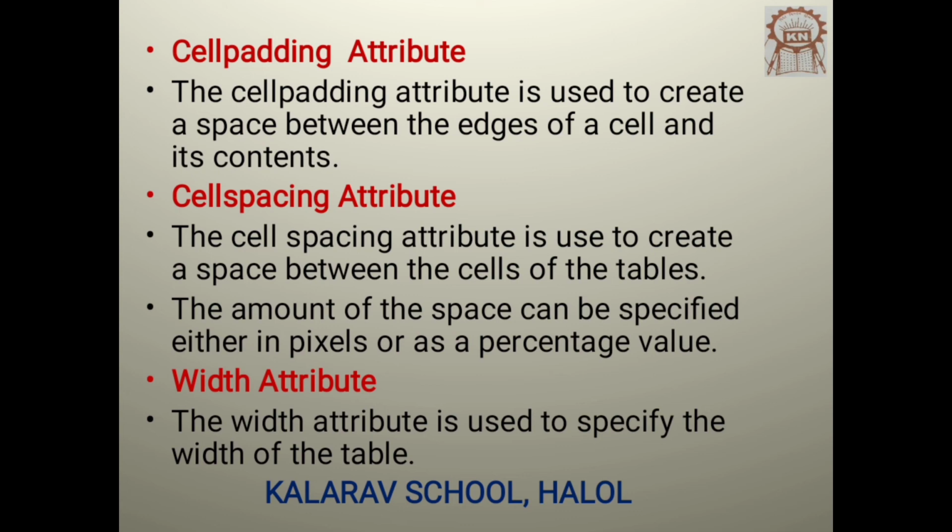The cell spacing attribute is used to create a space between the cells of the table. The amount of the space can be specified either in pixels or as a percentage value. Width attribute. The width attribute is used to specify the width of the table.